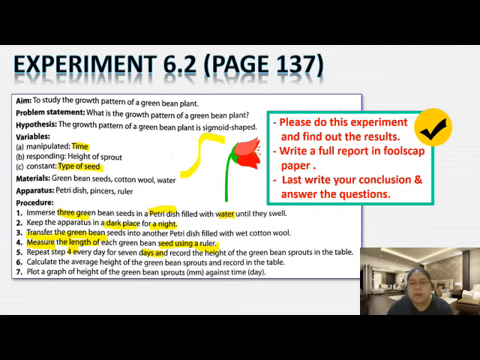The height of the green bean sponge goes in the table. After that, you need to jot it down in the table. Then you need to calculate the average height of the green beans. Because you have 3 green beans, you measure the height of every green bean. After that, you count the average, so you divide by 3. After that, plot the graph. Number 7 is plot the graph. Plot the height of the green bean sponge in mm against the time in days.